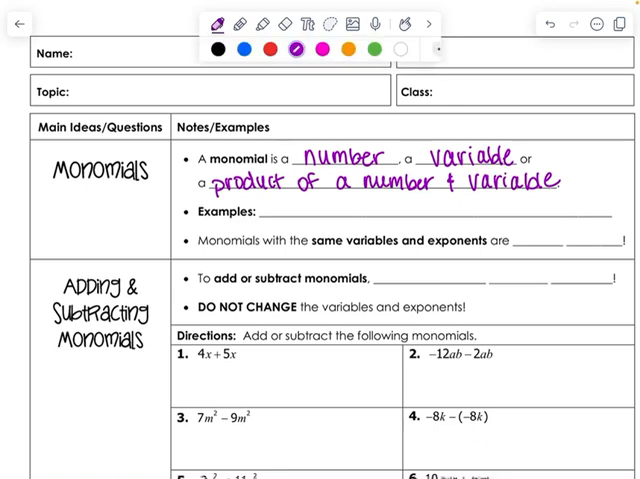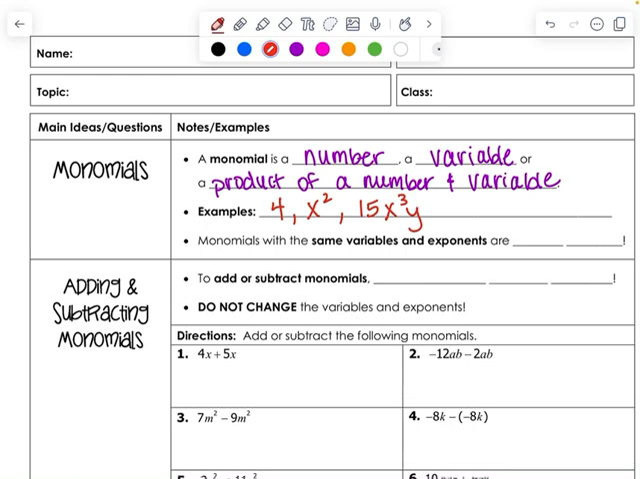So if we're talking about monomials, we could have a number like 4. We could have a variable like x squared. Or we could have a product of numbers and variables. So it could be like 15x cubed y.